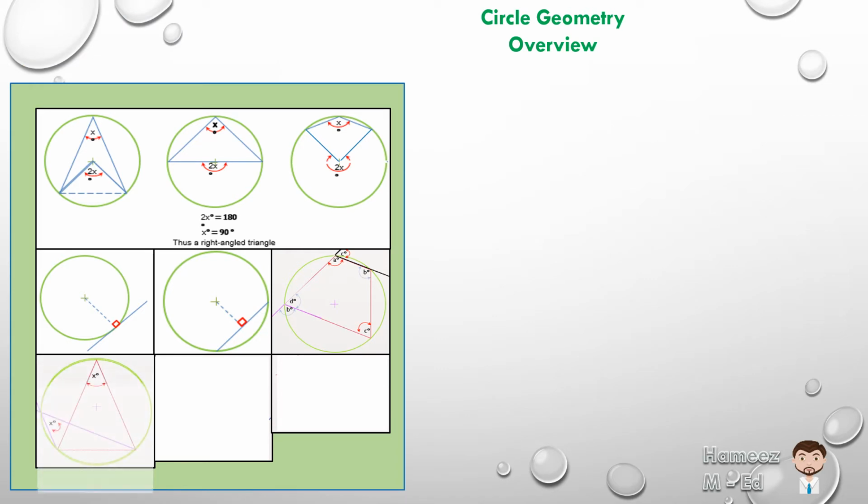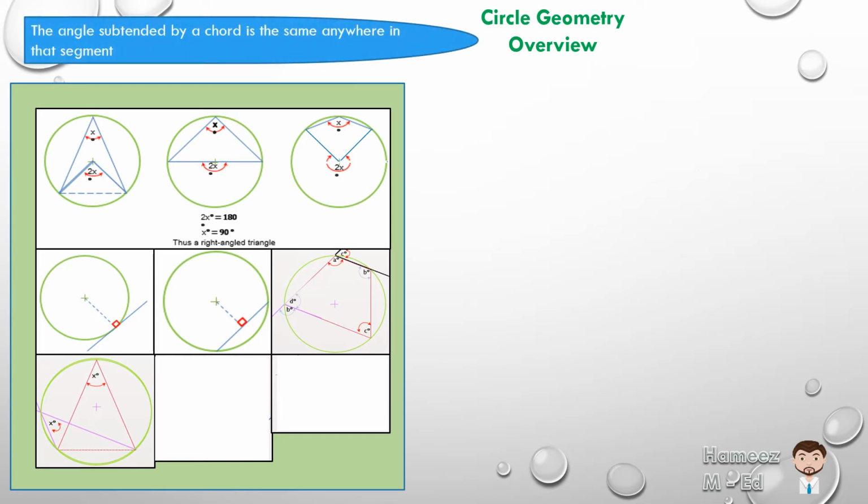Now let's go to the seventh diagram. From a chord again, we can see that the chord forms an angle on the circumference in two different places. And what is the relationship between them? The angle subtended by a chord is the same anywhere in that segment, in that part of the circle.